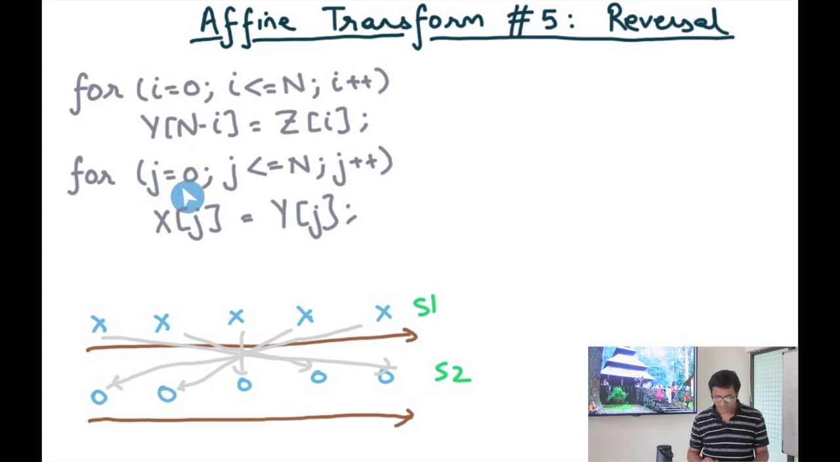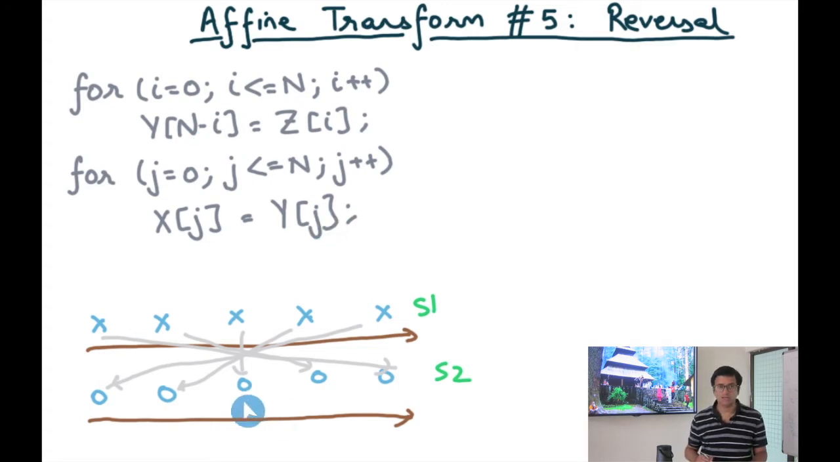And now we have for j equals 0 to n, x[j] = y[j]. So both x and y in this case are being traversed in the forward order. Now once again, as we have been using in our examples, there is a read after write dependency between accesses of y, with access to y[n - i] and access to y[j].